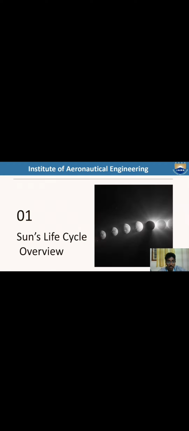So now coming to the main topic: what happens if the sun dies? The sun's life cycle overview. Formation and main sequence phase. Before entering into the death of the sun, we should know how it is formed. The sun formed from a cloud of gas and dust about 4.6 billion years ago.